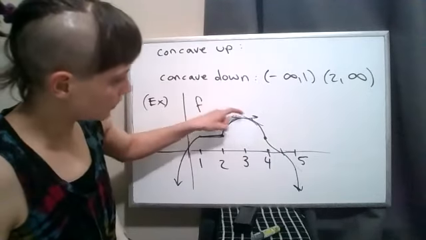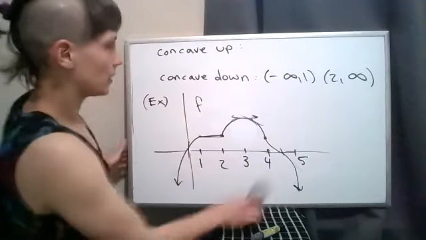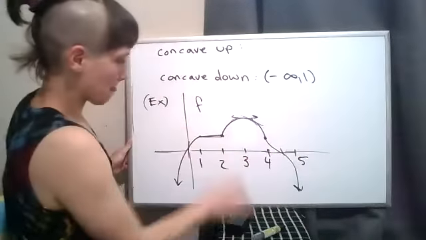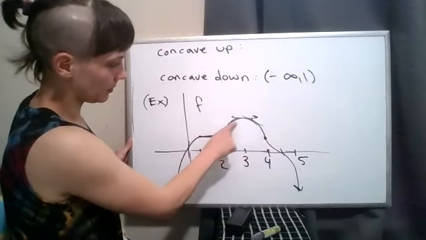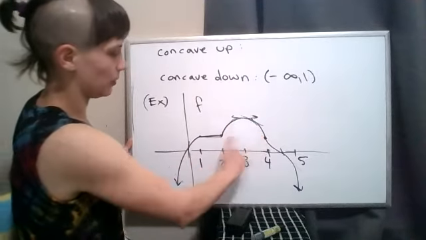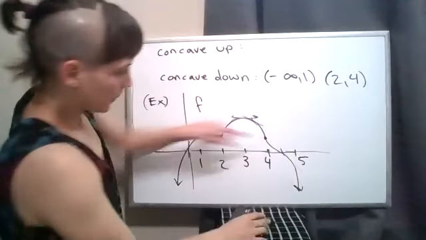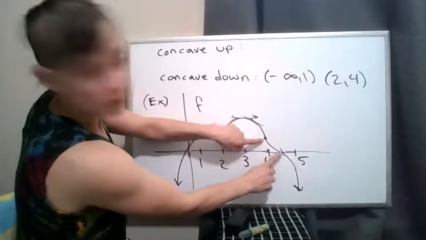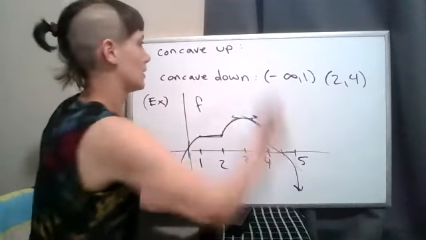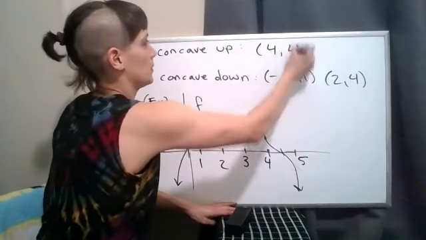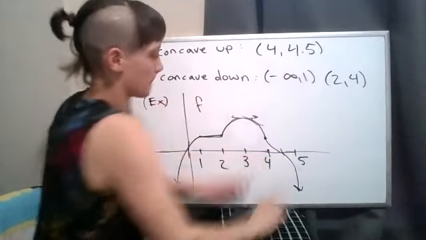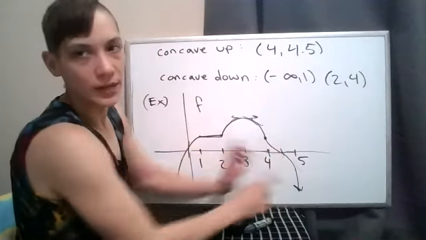So it goes down from 3 to 4. Actually, all the way back, down, down, down, 2 to 4. And then up from 4 to 4.5. And then back down from 4.5 over.